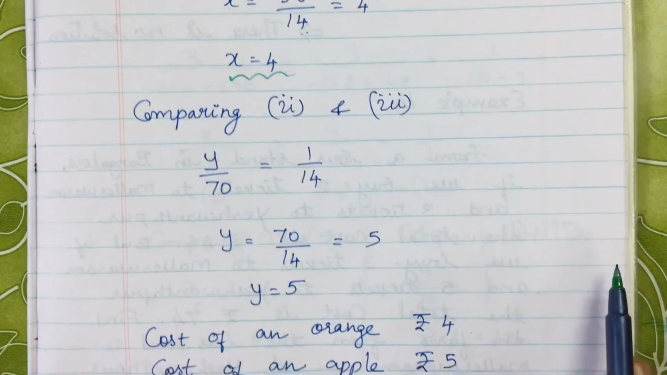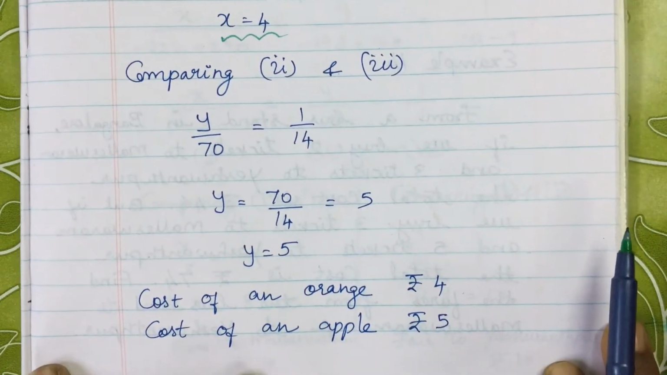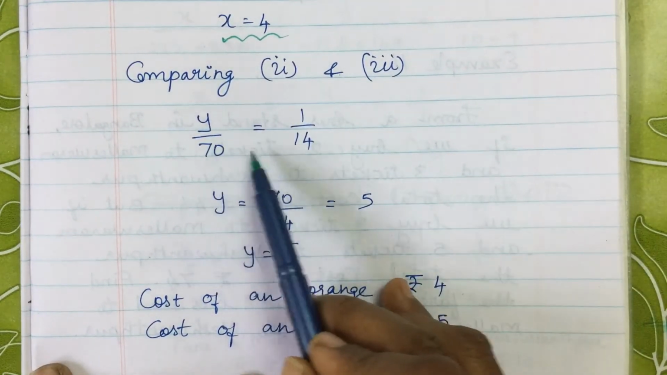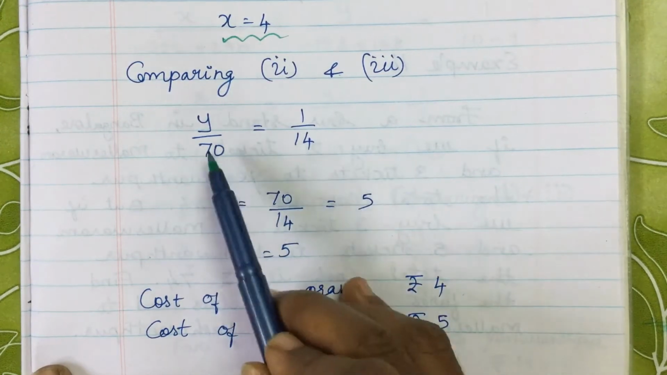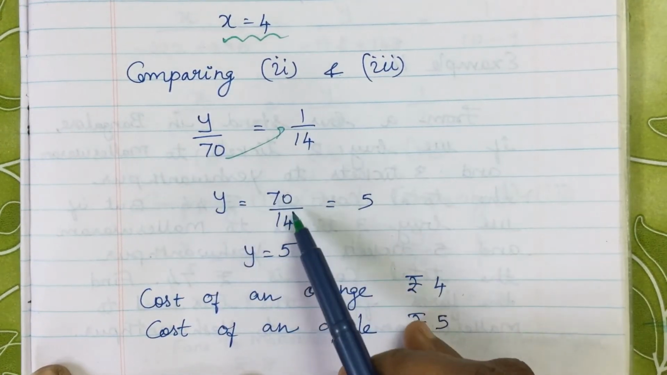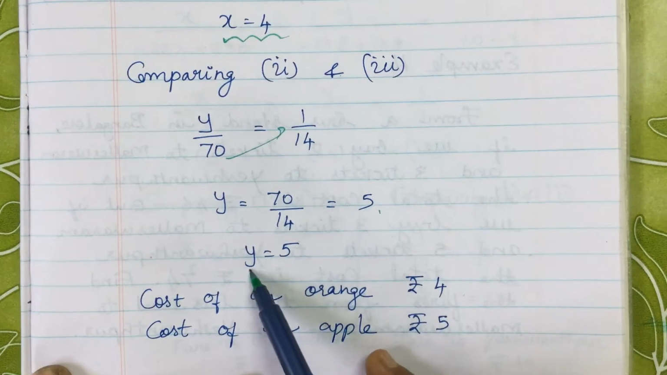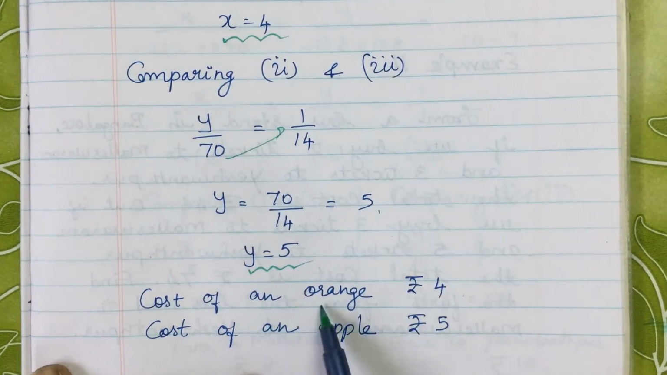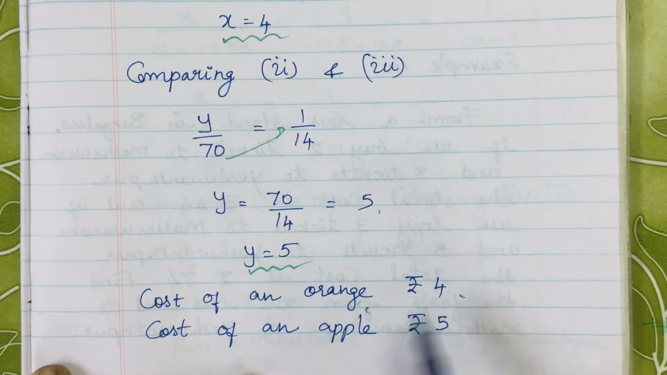The next step is comparing your 2 and 3. 2 and 3 part, y by 70 equal to 1 by 14. So y is equal to, take this 70 to the other side, 70 by 14, it is 5. So y equal to 5. So cost of an orange, it is rupees 4, and cost of an apple is rupees 5.